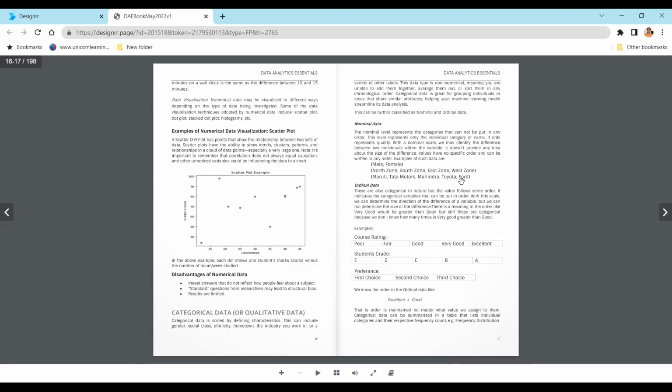So that's what we call categorical data. And then you have nominal, which does not have any order, so it doesn't matter whether you put Maruti first or Tata first, or Mahindra first. Then you have ordinal, where order matters. There again, it is categorical data, but here order matters. So you cannot have poor, good, fair, excellent, very good. Either you say poor to excellent or excellent to poor. So categorical values where order is important are called ordinal data.